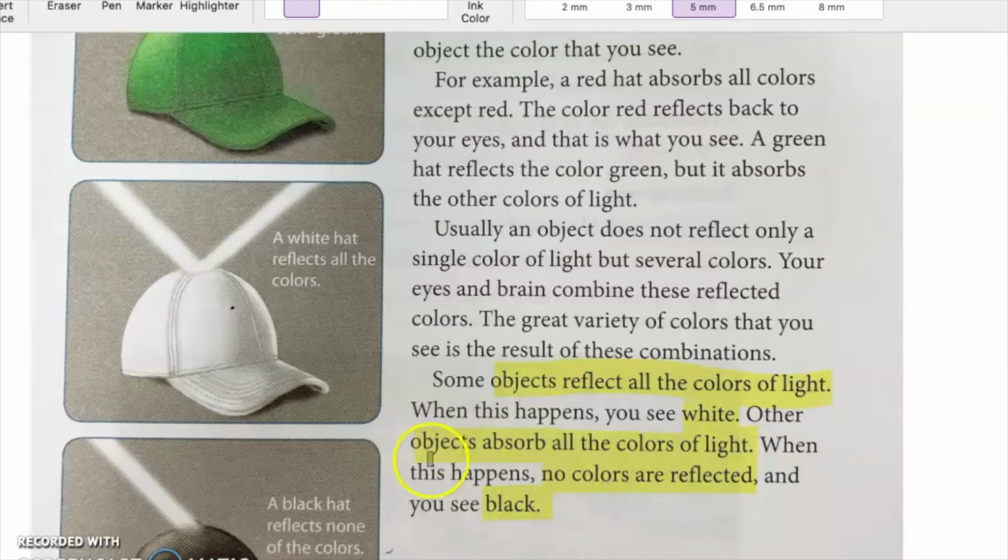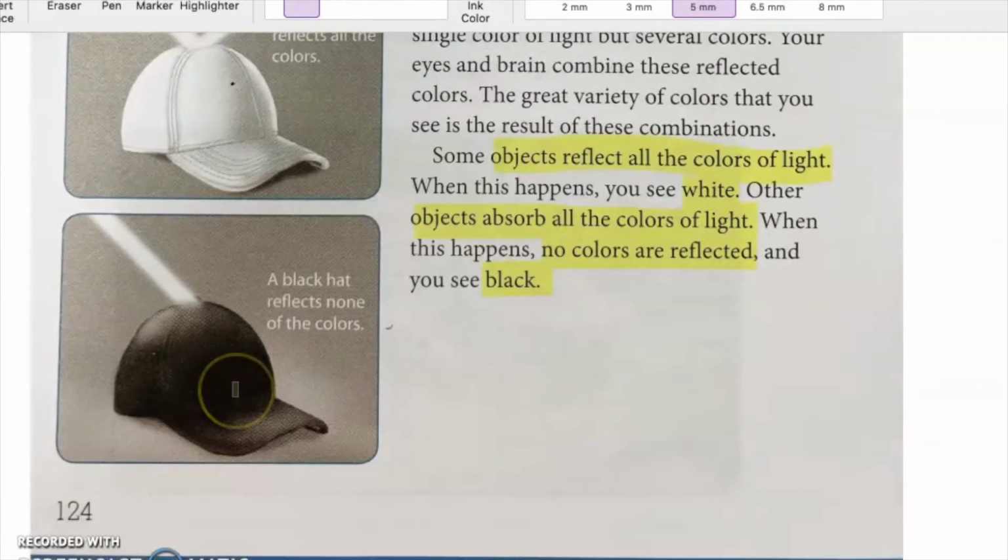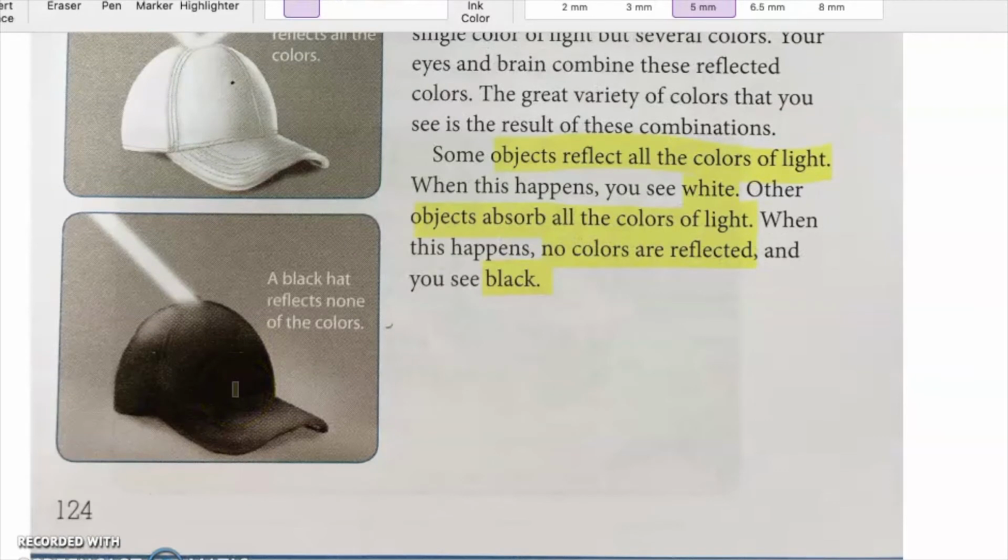So let's look at the picture. Do you see the two rays? That means light is striking the hat and reflecting all the colors. That's why you see white. On the other hand, when we look at the black hat, we only see one ray, the light that's striking the black hat. However, there is no bouncing off beam, which means there is no color reflection. And if that's the case, you only see the color black.